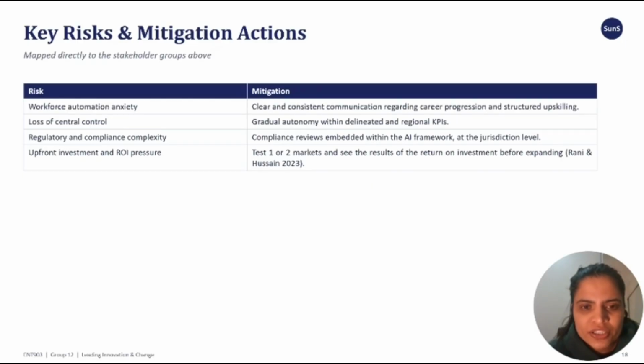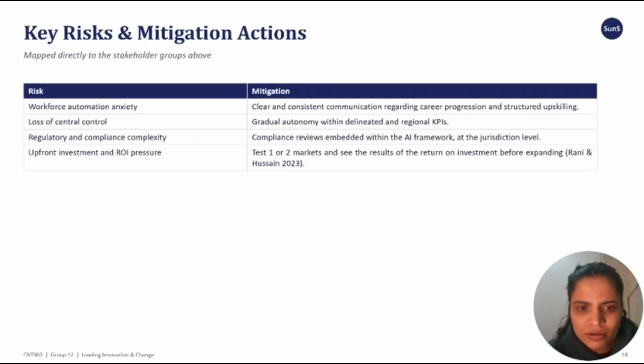We identify four key risks, each mapped directly to the stakeholder concern we just covered. Workforce automation anxiety is addressed through structured skilling and transparent messaging. Loss of central control is managed through gradual autonomy within defined governance boundaries.